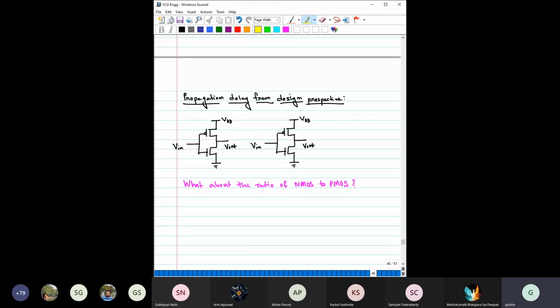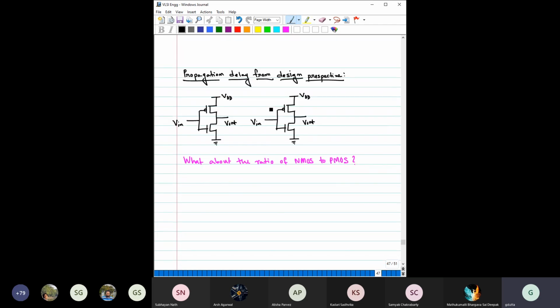Right. So now let us discuss something which is a bit interesting from here. That is, the propagation delay from the design perspective. So for example, say this is one inverter, say this is another inverter, and they are identical in nature. So same PMOS and NMOS here, the same here.